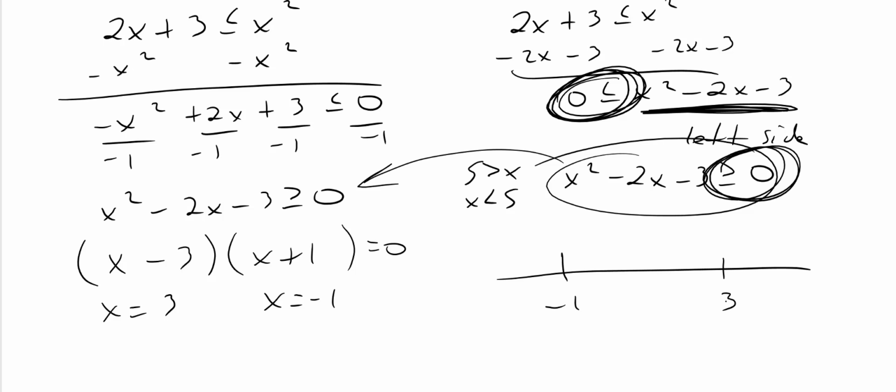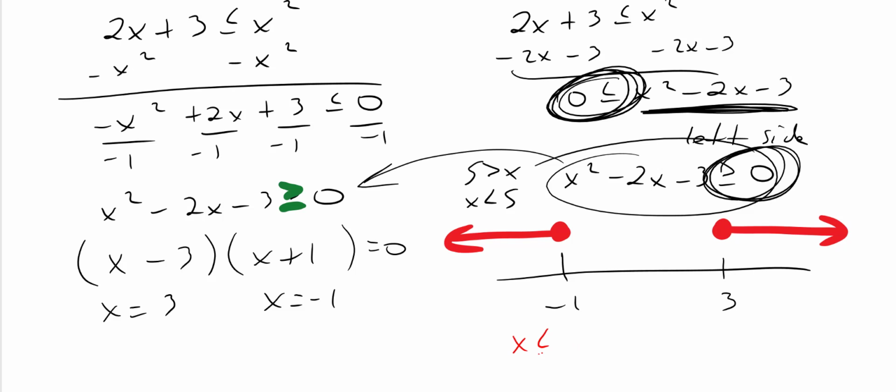Okay, and then, well, how do you make the decision? Well, let's take a look. Greater, so these are solid dots. And it's an OR problem, so they point this way. And then if I want to write it, it's x is less than or equal to negative 1, or x is greater than or equal to 3. Okay? So it's not too bad. Again, make sure that it is a positive value and you're not dealing with negative value, because it won't work.